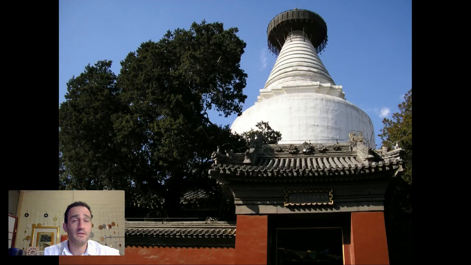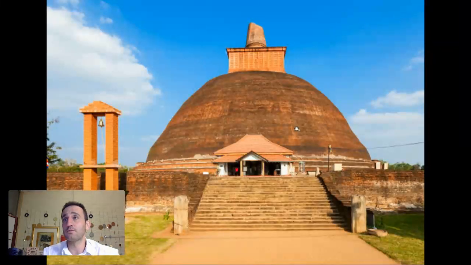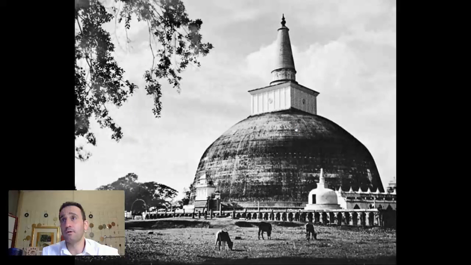This one is not in China, but this would be more cylindrical in nature, dome-shaped in nature. I would describe this one as another good example of a dome-shaped stupa. And a cast concrete stupa.